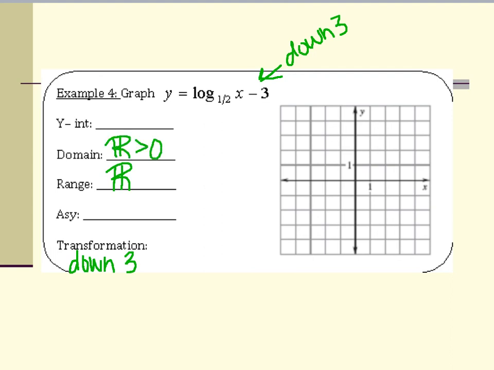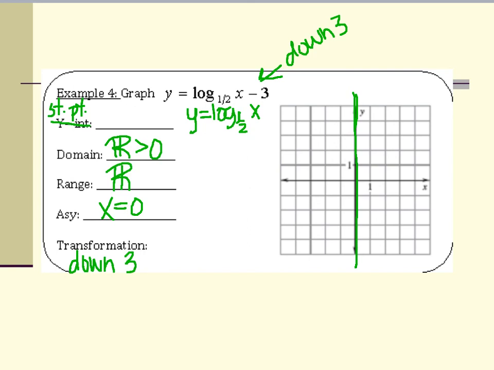And your asymptote is still going to be the line x equals 0 because we're not having any movement to the left or the right. So I'm going to draw my asymptote right in here. There's my asymptote. My starting point, I'm going to use a starting point again this time. And let's wait and see what that is. So I'm going to use the equation y equals log base 1/2 of x. I'm going to make my table for this equation, and then I'll make my movements of down 3.